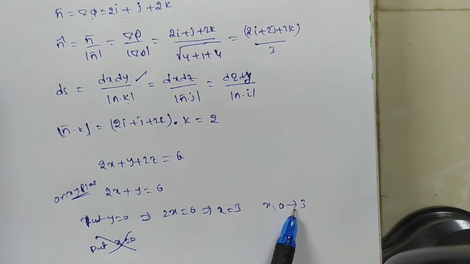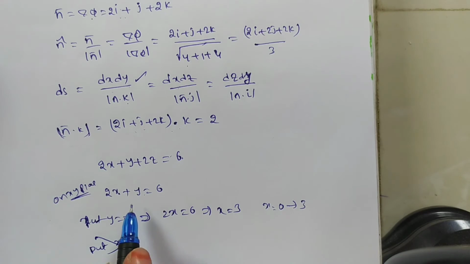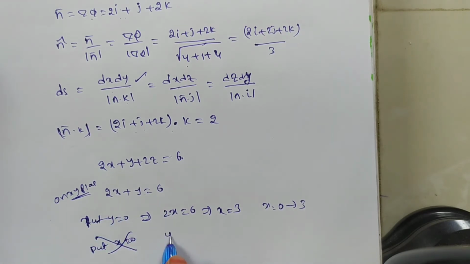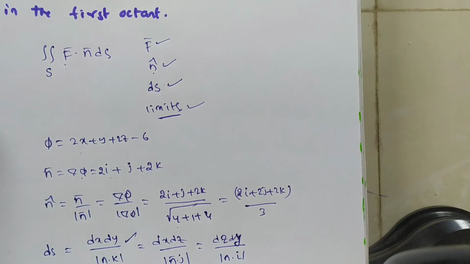But if x is 0 to 3 and y is 0 to 3, you will get the region as a rectangle. But is our region a rectangle? No, it is a plane only. That is the reason we keep y on the left side and take x to the right side. Then you have y is equal to 6 minus 2x. So now y goes from 0 to 6 minus 2x. Now you observe x is independent and y is dependent on x. That's it. So now you have the limits. So can you evaluate this surface integral of f bar dot n bar ds easily?